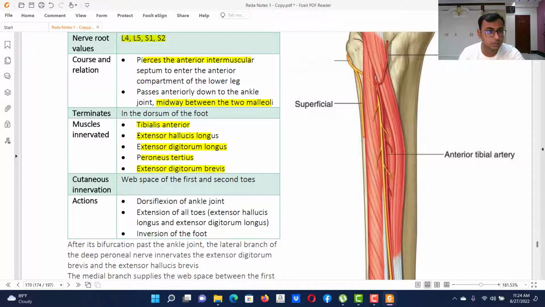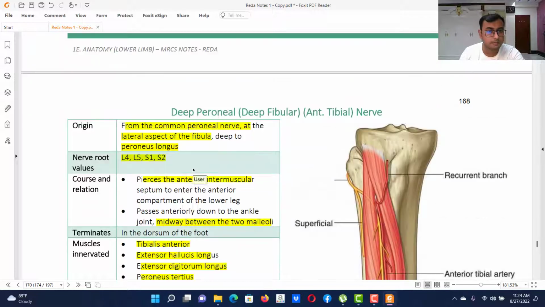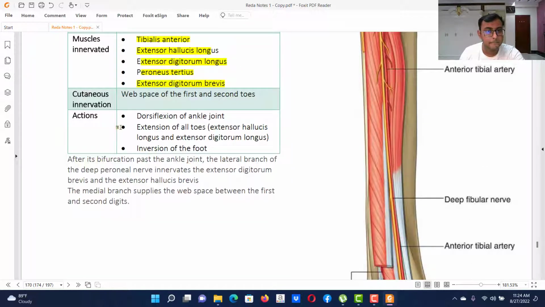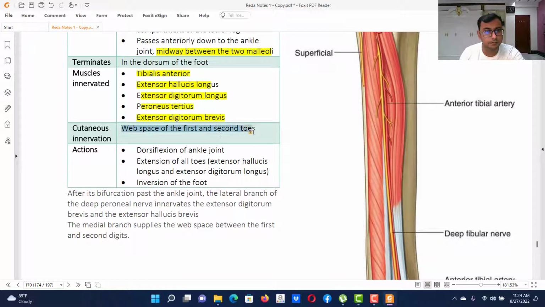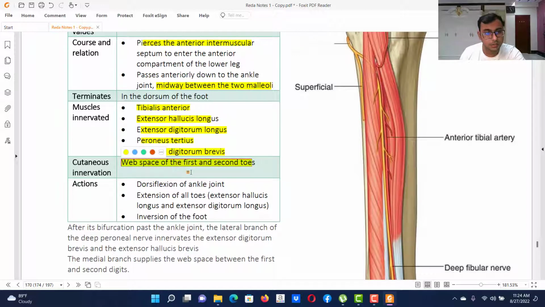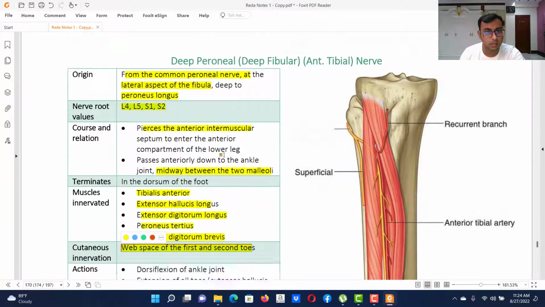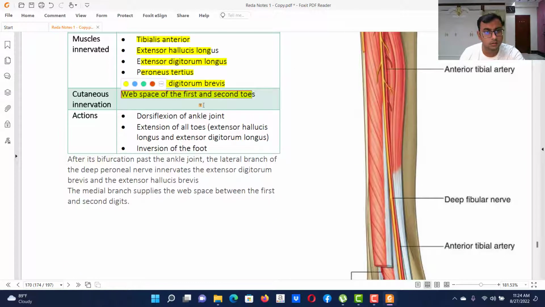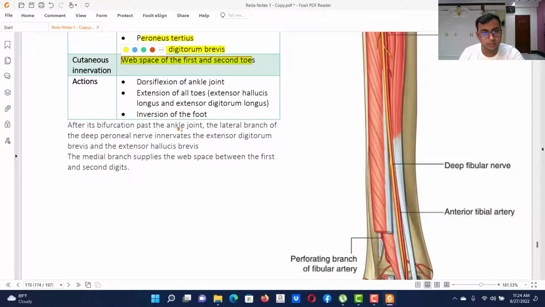Okay, must know: extensor digitorum brevis. The first web space of the digits is supplied by the deep peroneal nerve. It is very important. It also comes in the FCPS exam. After its bifurcation, it passes the ankle joint, with the lateral branch of the deep peroneal nerve supplying the extensor digitorum longus and brevis.